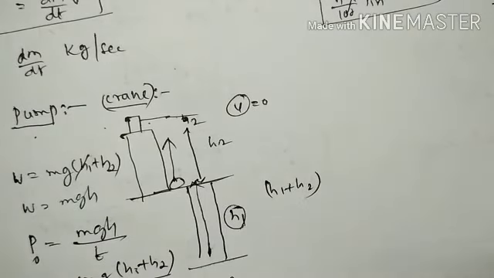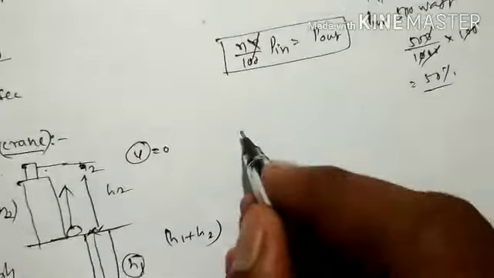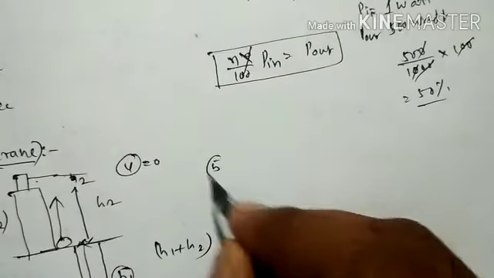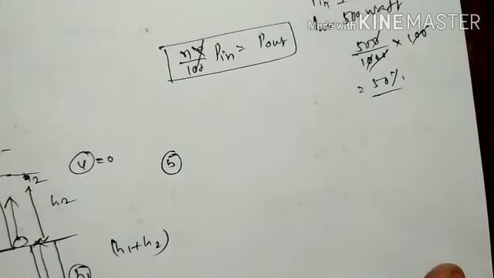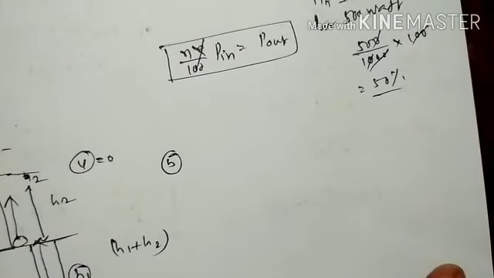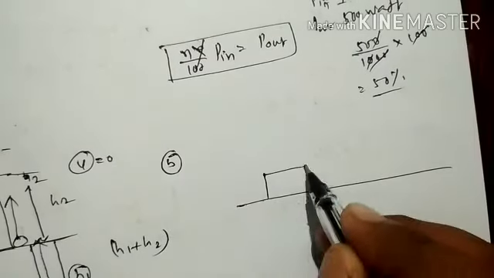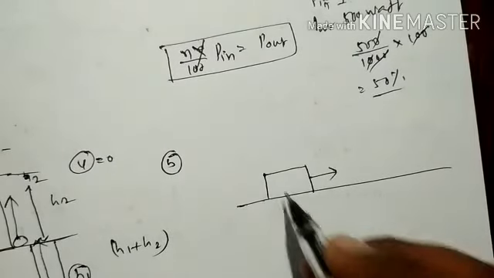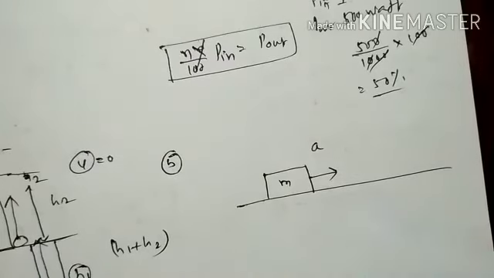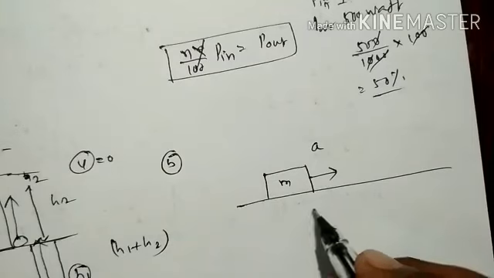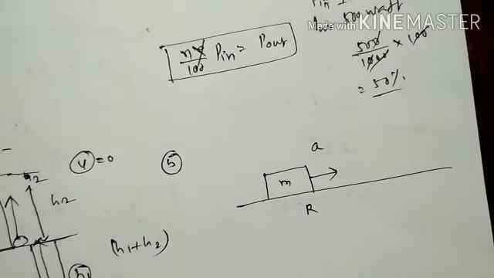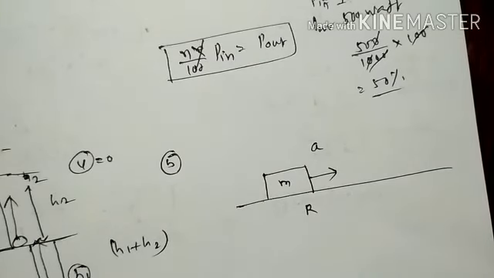So like this, we can consider one more application, the fifth problem. Here a car is moving on a horizontal road with a constant acceleration. The mass is m and its acceleration is a, and R is the resistance offered by the road. So what is the power of the engine?